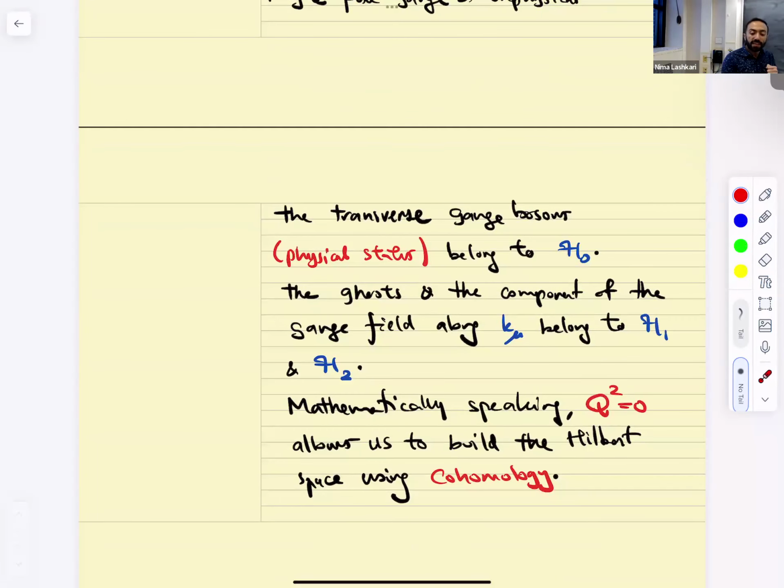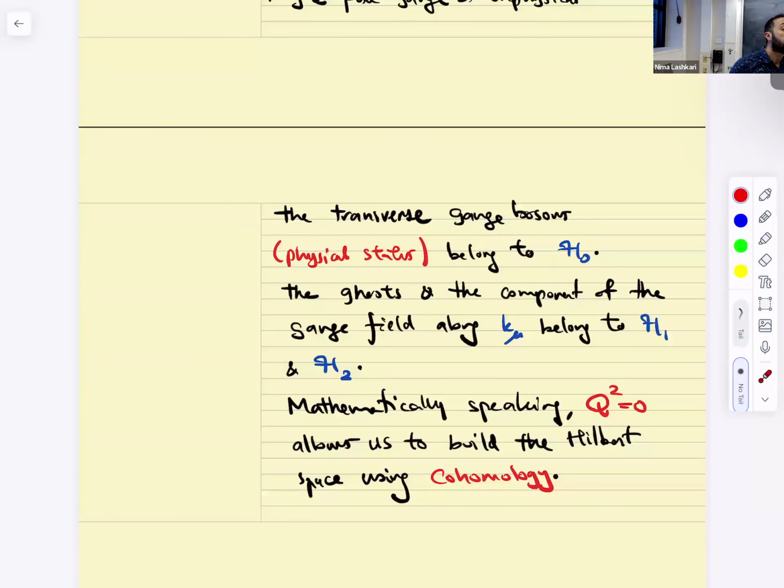Now transverse gauge bosons belong to H0. You could show that the ghosts and the components of the gauge field along K mu belong to H1 and H2. They're all gauge transformations. This is the neat thing about BRC, it really demystifies a lot of this stuff. And mathematically speaking, Q squared equals 0 allows you to build a Hilbert space using cohomology. I'm not going to get more into details of this, but that's just how we formally quantize gauge theories on a lattice or not.